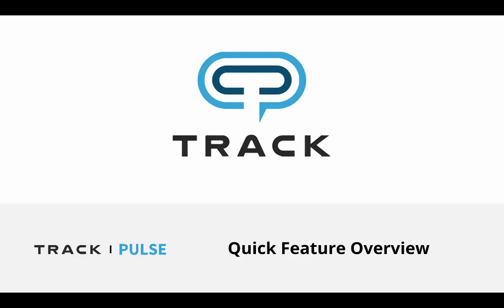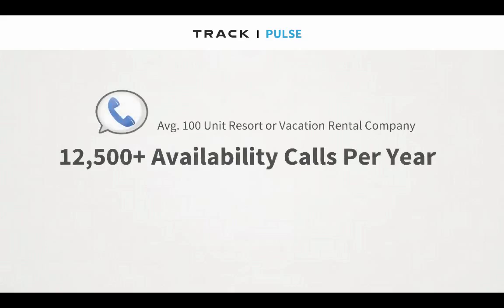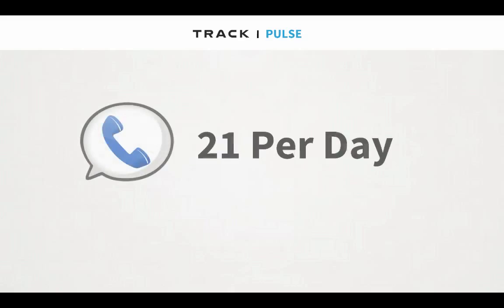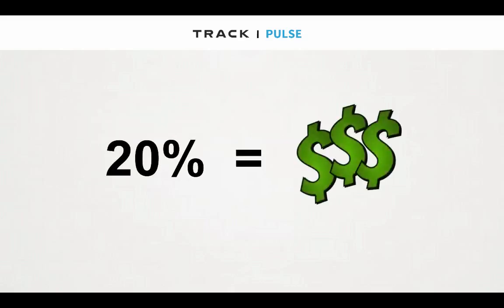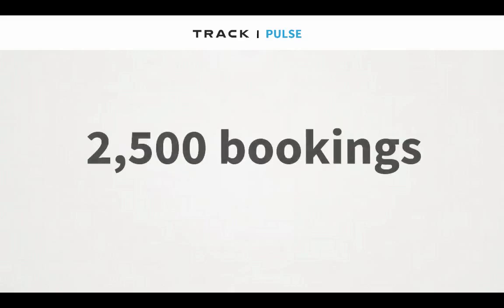Introducing TrackPulse, the better revenue optimization system. An average 100-unit resort or vacation rental company could generate as many as 12,500 availability calls per year. It seems like a lot, but it's really not. It's only about 21 per day. And at a 20% closing rate of those calls, that would be about 2,500 bookings, which is pretty good.